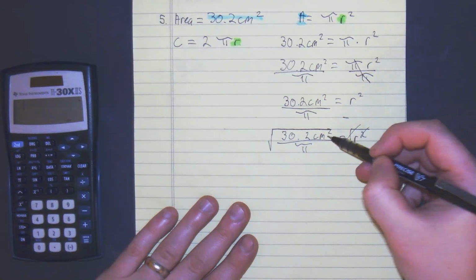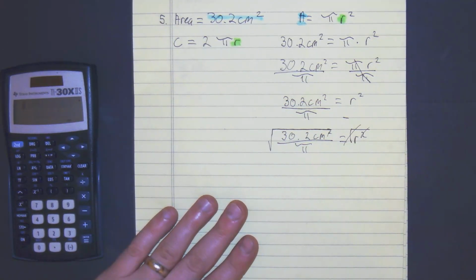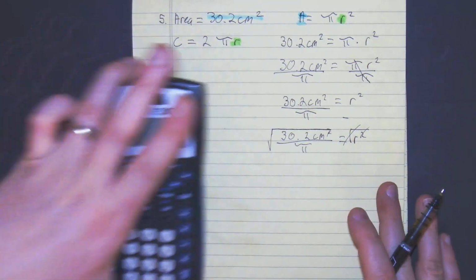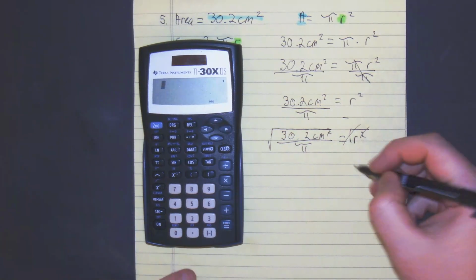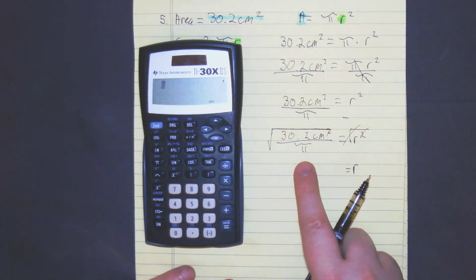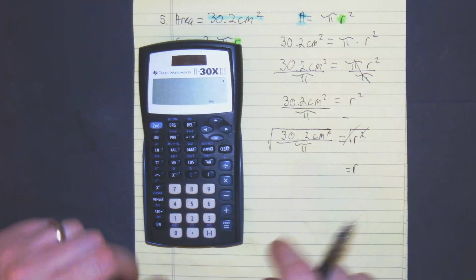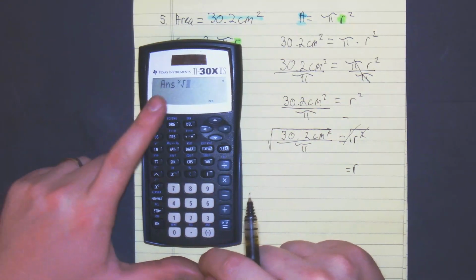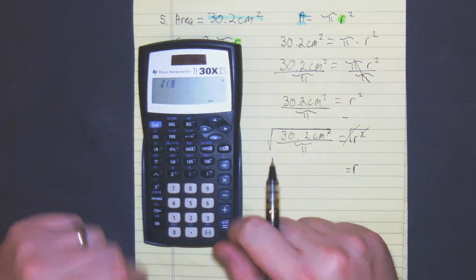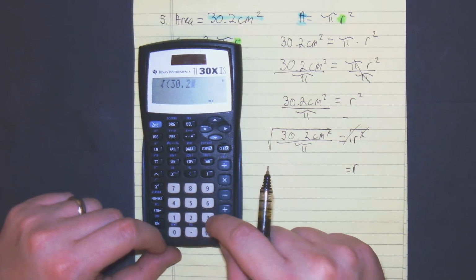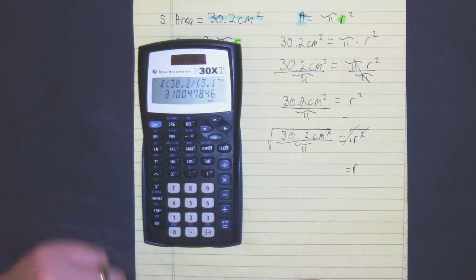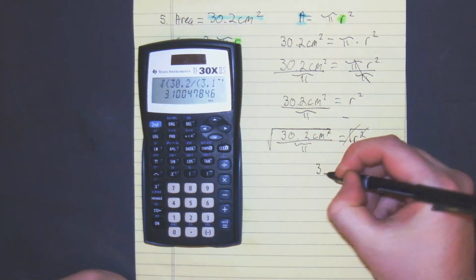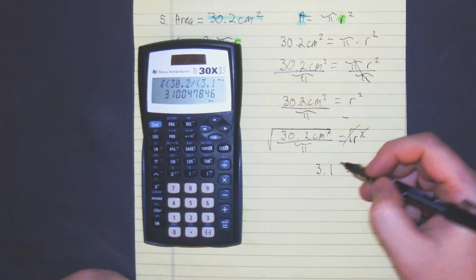So that cancels. Okay, so all you have to do in your calculator to get this answer for the scientific calculator is this, what you got. You'll get your radius exactly without having to write all those extra numbers down. So we do the square root, then you just write 30.2 and you divide it by 3.14159, and you get 3.1, and it doesn't round, so our radius is just 3.1 centimeters.